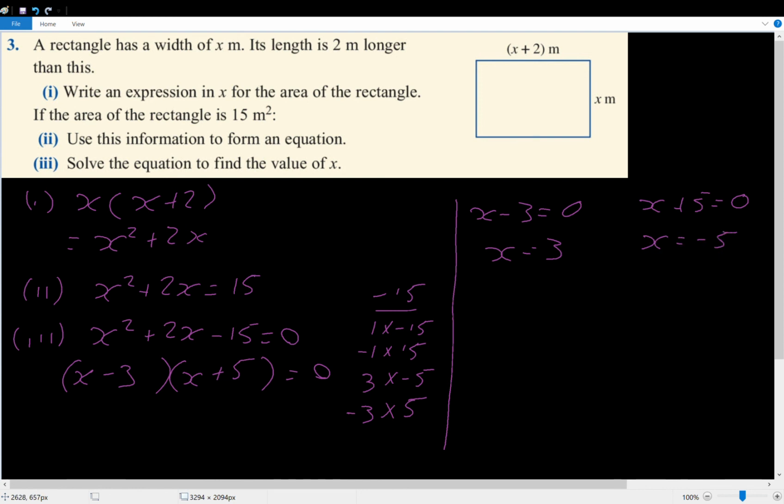But we're not done just yet, because we need to say which one of these is a value for x, because they can't both be. The reason is that x refers to a length, and we can't have a negative length. So it is not x equals minus 5. x equals 3 is the solution to this question. And that's that.